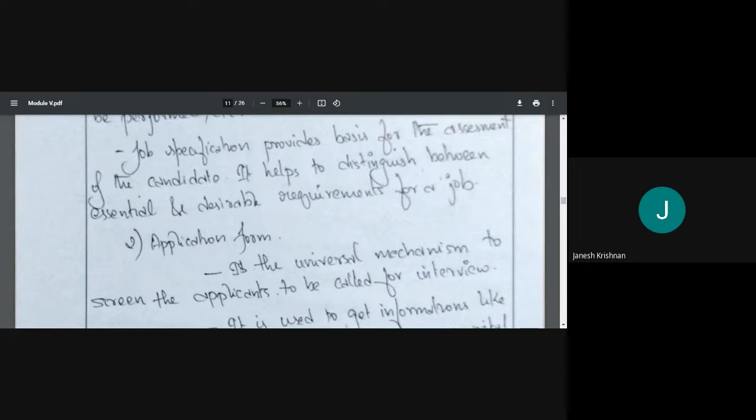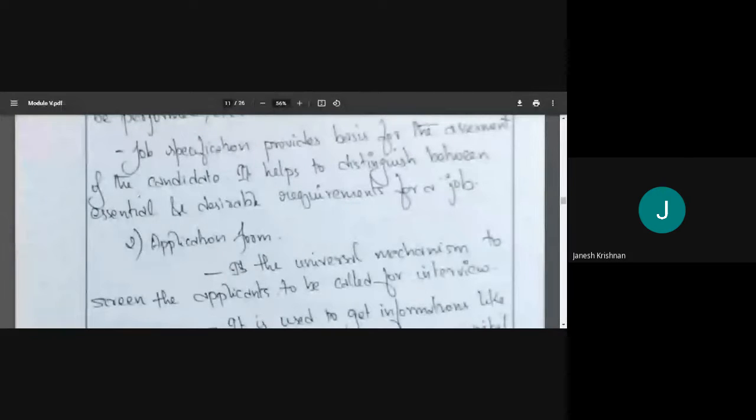Okay, it helps to distinguish between essential and desirable. Closeness to my site will be a desirable requirement, but it is not an essential requirement. I cannot expect that all my employees should be very close to my site itself. That is not possible. So I can identify what the essential requirements and the desirable requirements are, based on job specification and job description, and this can be obtained from job analysis.